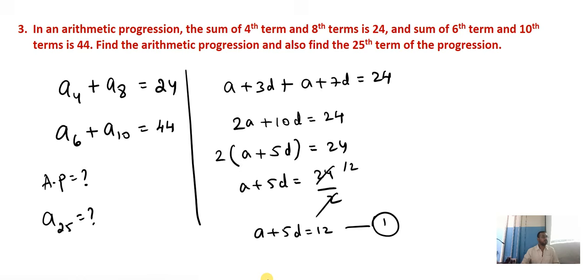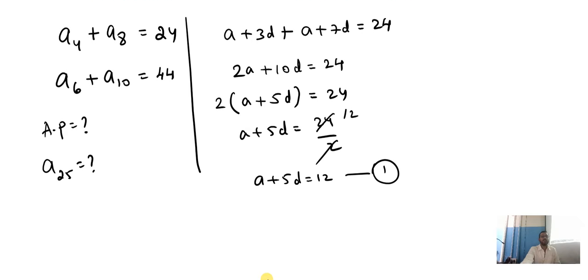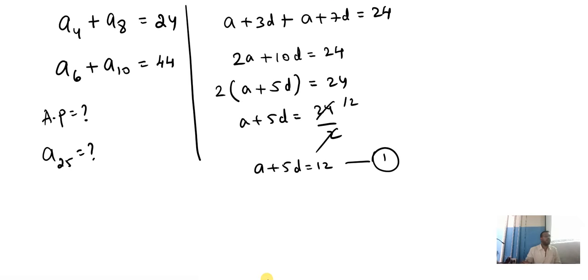Any doubts? No. Understood? Yes. Now what is the second case? A6 plus A10. Shall we write? Now A6, the 6th term, can be written as A plus 5D. A10 can be written as A plus 9D, is equal to 44.